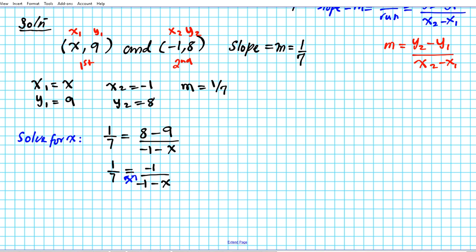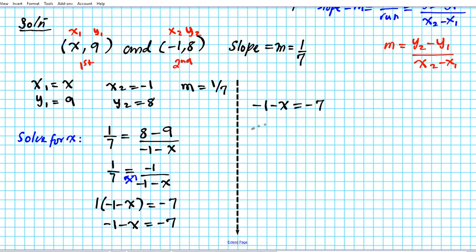If we cross multiply, we will get 1 times negative 1 minus x equals negative 7. We multiply 7 times negative 1, okay? So we have negative 1 minus x equals negative 7. Let me go ahead and partition my workspace, and I'll continue right over here. Okay, so we have negative 1 minus x equals negative 7. This is a much easier equation to work with.